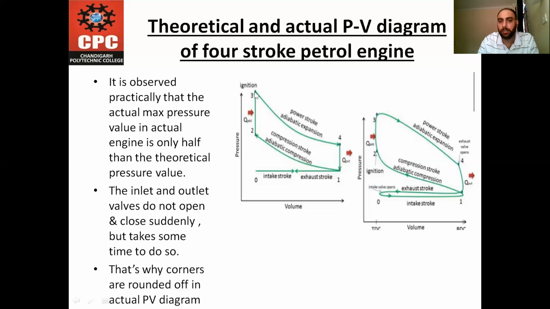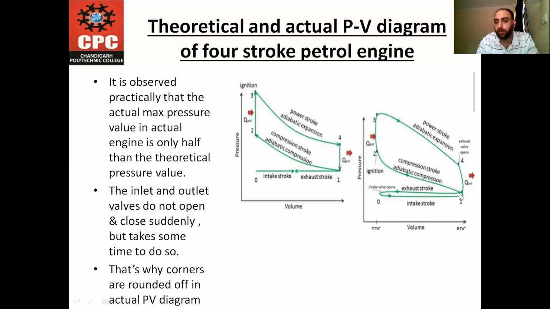Here our pressure is reducing and volume is increasing. 4 to 1 is heat rejected. Heat is rejected to the surroundings, to the atmosphere. So 4 to 1 represents the heat rejected, and 1 to 0 represents the exhaust stroke. So this is the theoretical PV diagram, and here is the actual PV diagram.